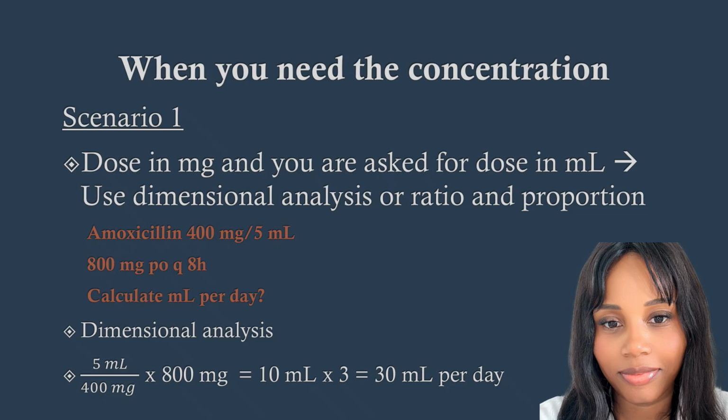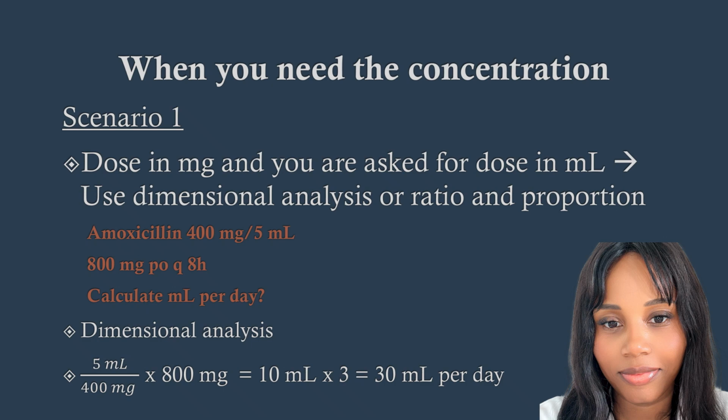Okay, so we just looked at the three scenarios where you do not need to use the concentration to find the answer. Now, let's look at the three scenarios where you're going to need the concentration to find the answer. So scenario number one is when the dose is given in milligram and you are asked to calculate the dose in ml. So in this case, you can use dimensional analysis, you can use ratio and proportion to pretty much convert from milligram to ml.